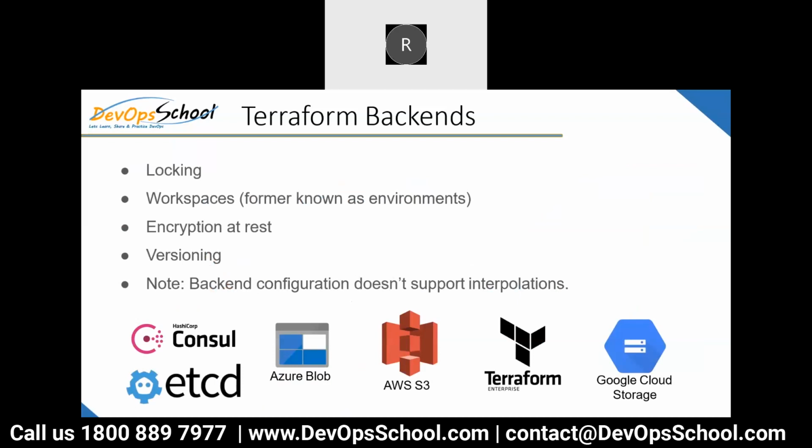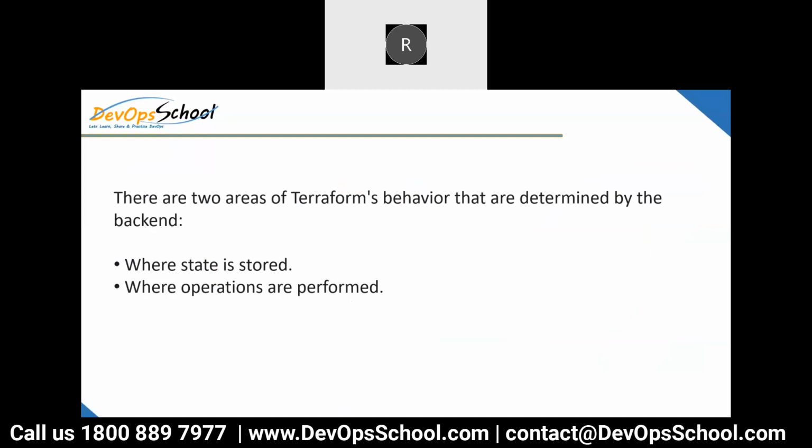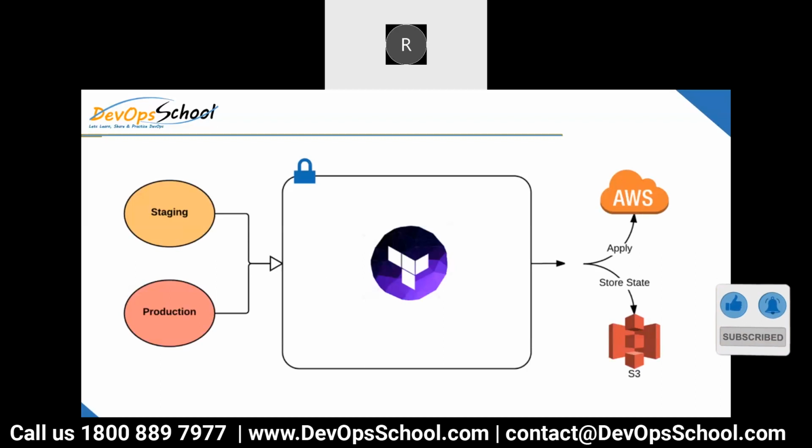For the backend, we have Consul, we have etcd, we have Azure Blob, we have AWS S3, we have Terraform Enterprise, and we have Google Cloud Storage. So these are the solutions we primarily have for the backend. There are two areas of Terraform behavior that are determined by the backend: where the state file is stored and where the operations are performed. Okay, so with this, you can store the state in remote locations and get it done.